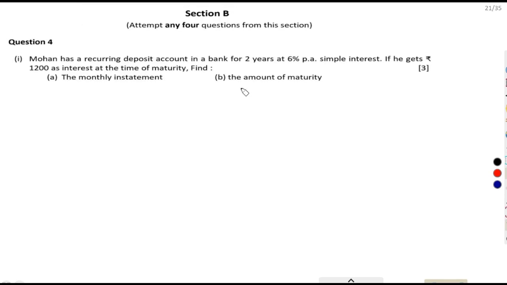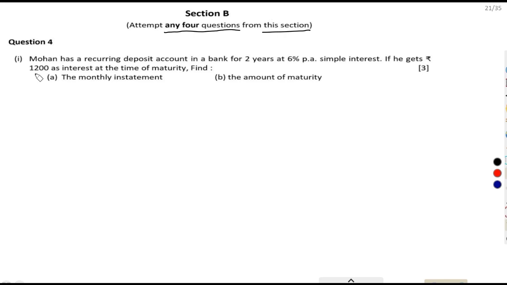Now we are attempting section B. You have to attempt any 4 questions from this section out of 7 questions. Regarding selection from this section, I have already discussed some tips in solution of first sample paper. Now in this video, I am sharing with you complete solution of each question in this section.